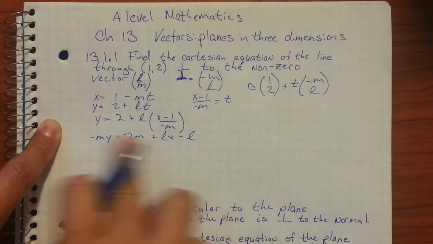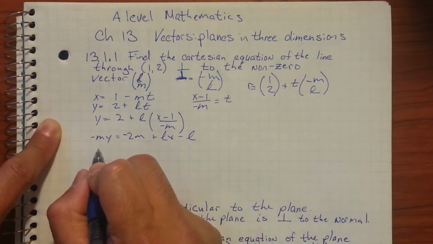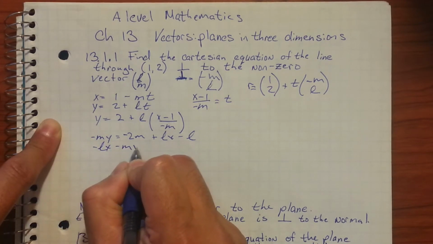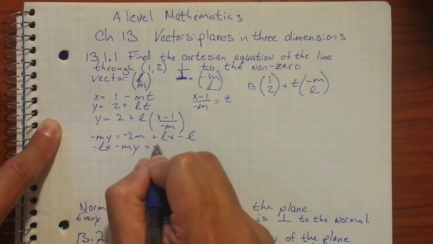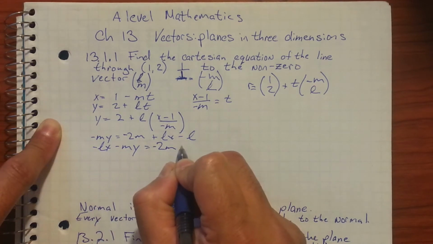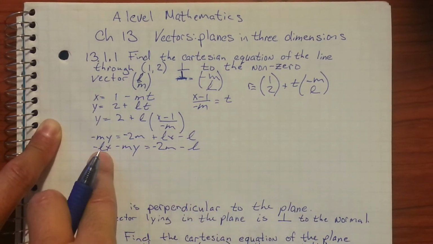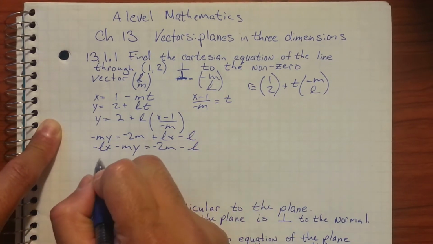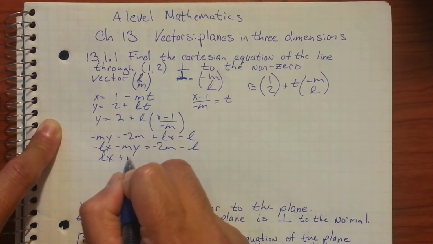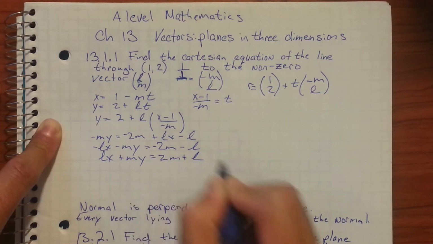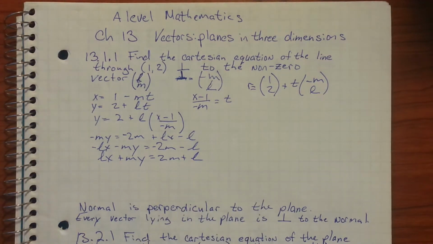So let's move this over here. I'm going to get negative lx minus my equals negative 2m minus l. Multiply the whole thing by negative 1 to clear that out. So I'm going to get lx plus my equals 2m plus l. So that is going to be my Cartesian equation for that vector.